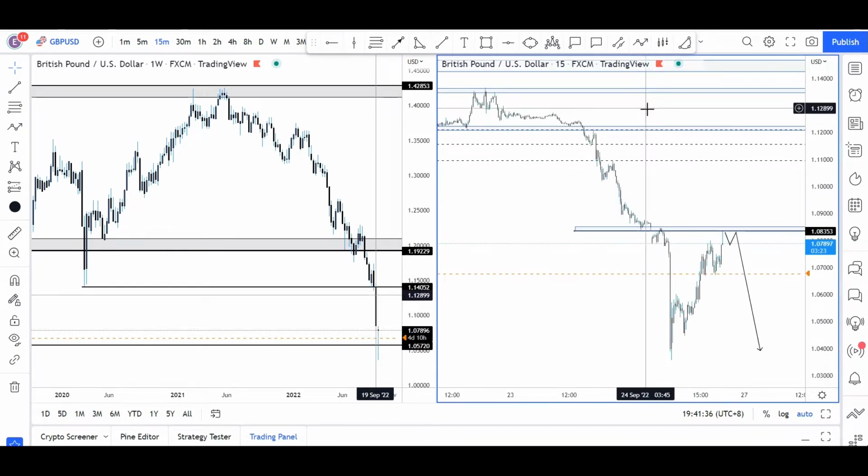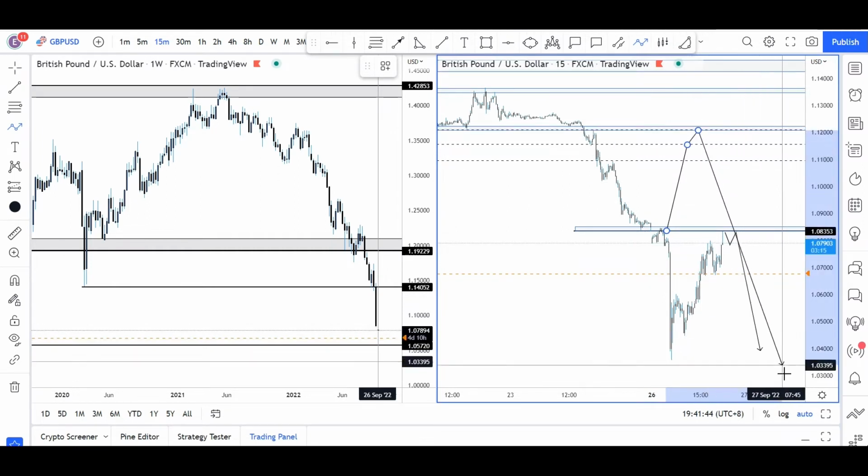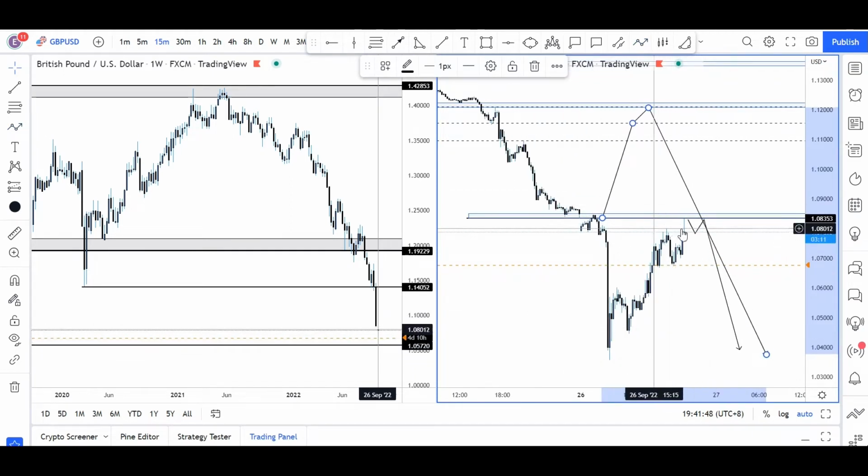Initially, before market open, I was anticipating that price would come either to this region or to this region, and then we'll continue to the downside. But now we saw price already dip, so for now I think the continuation to the bearish side will be all the way from this region.